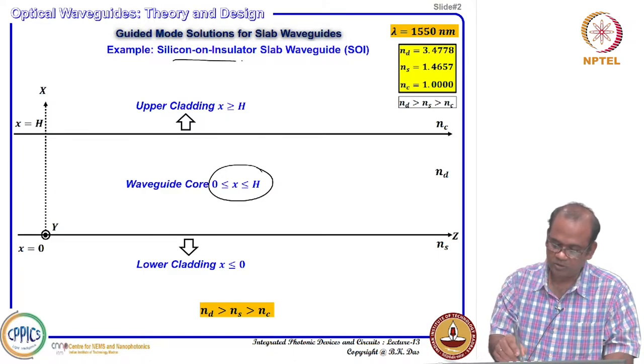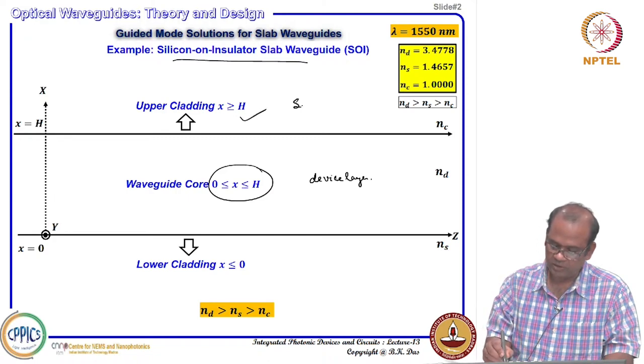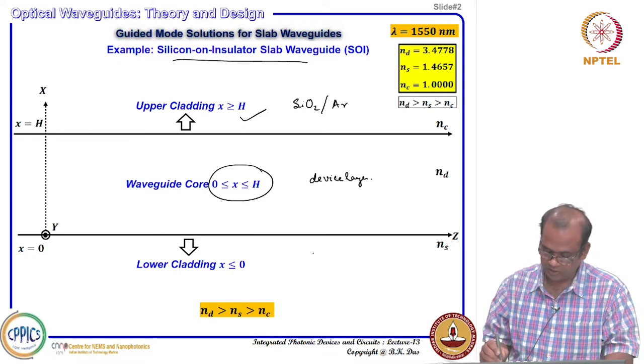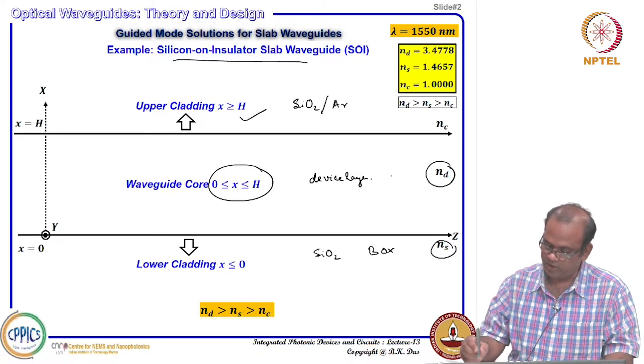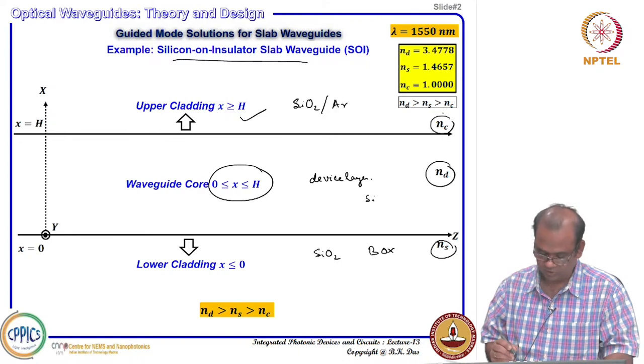In the case of silicon on insulator, we call that the device layer. The upper cladding, which can be silicon dioxide or air, is at x greater than h. The region below is typically silicon dioxide, which we call the buried oxide. The refractive index is NS, the device layer refractive index is ND, which is typically crystalline silicon, and NC is the refractive index of the top cladding.